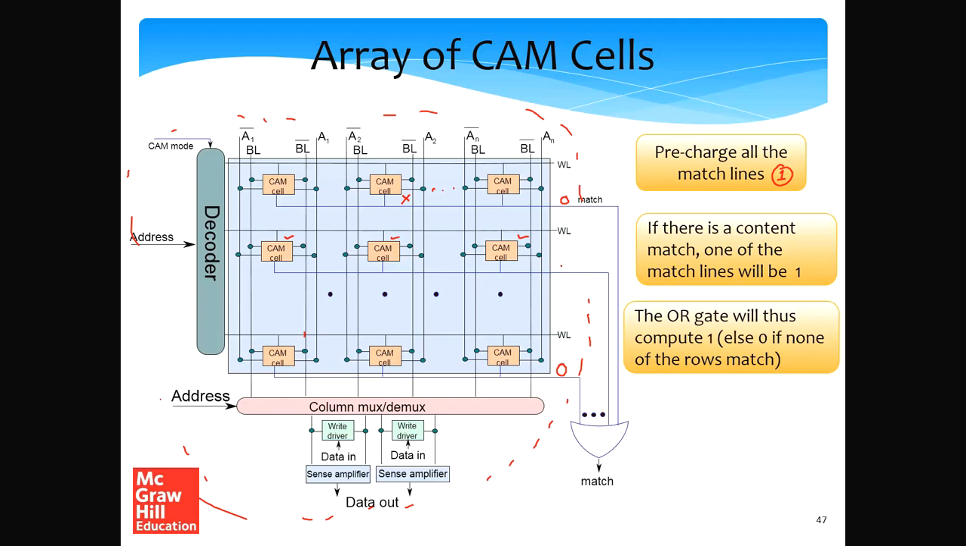It will maintain the value that it was pre-charged with, right? Because this is not connected to ground. So it will maintain the value that it was pre-charged with, which was a logical 1, right? And so what do we get to see? Now when we put all of these match lines into an OR gate, all the rows that do not match will have a 0 and all the rows that do match will have a 1.